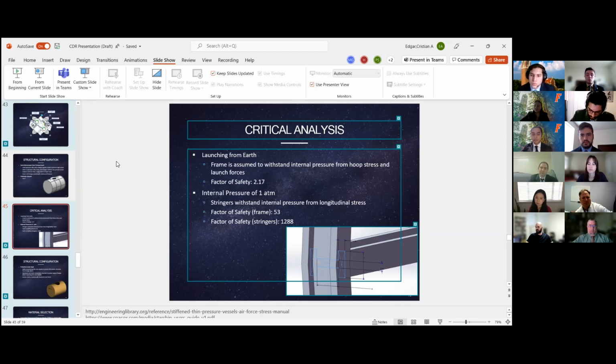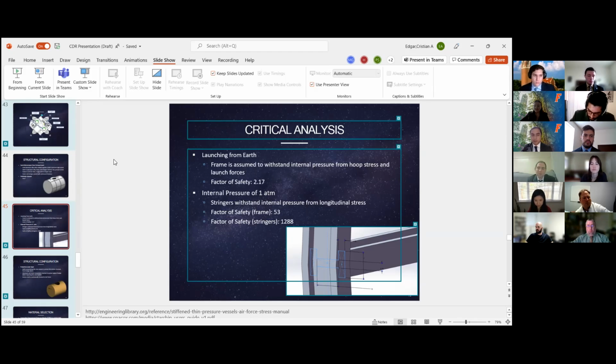And then from there, we were able to do a buckling analysis on that column. Using the provided design, we came to a factor of safety of about 2.17 regarding the design and the forces from launch on each frame. Then we were able to do the internal pressure analysis. I'm sorry, what were you going to say? Yeah, you can continue. Okay, so then we were able to do an internal pressure analysis as well.